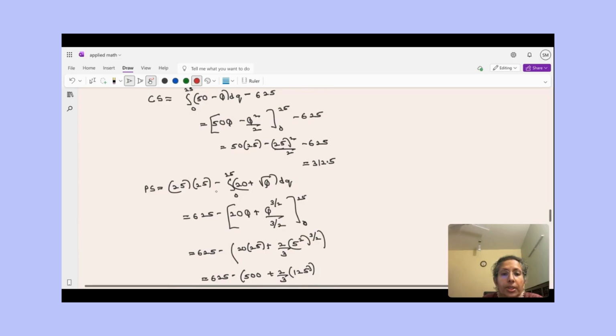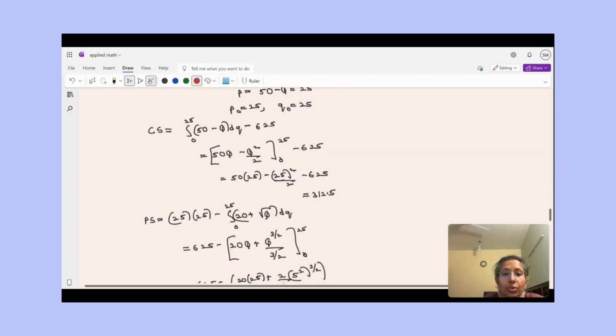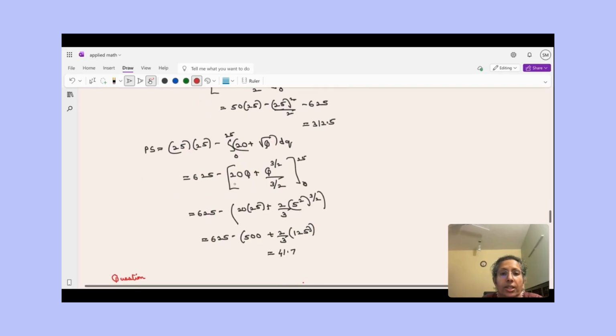Producer surplus is P naught Q naught minus integral 0 to Q naught of the supply. Supply is 20 plus root q, and integrating you get 625 minus (20q plus the integral of q raised to half, which is q raised to 3 by 2 divided by 3 by 2) within the limit 0 to 25. Simplifying and substituting, you get the answer as 41.7.